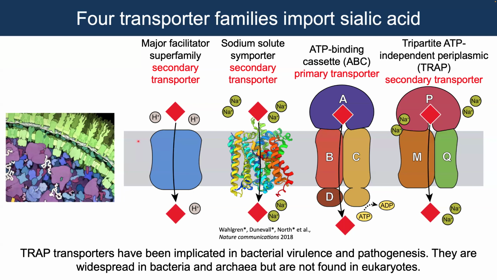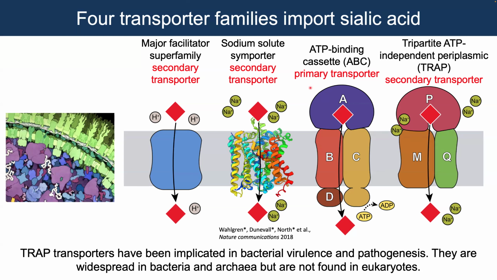And so I guess back in 2017, we had worked on a sodium solute symporter. And that's because in bacteria, they use different types of transporters. So some bacteria will use a major facilitator family transporter. These use a proton gradient to drive sialic acid import. The sodium solute symporters, of course, use a sodium gradient in order to drive symport. This was our introduction into transport. There are also ABC transporters.